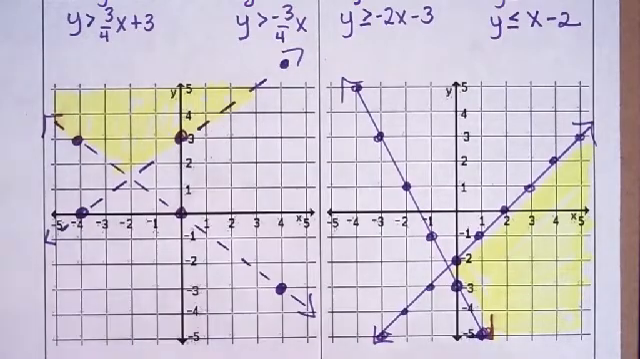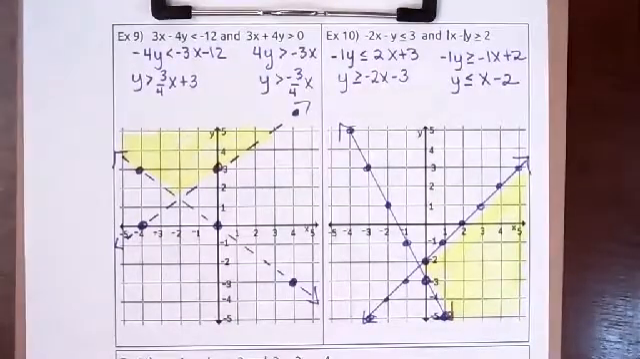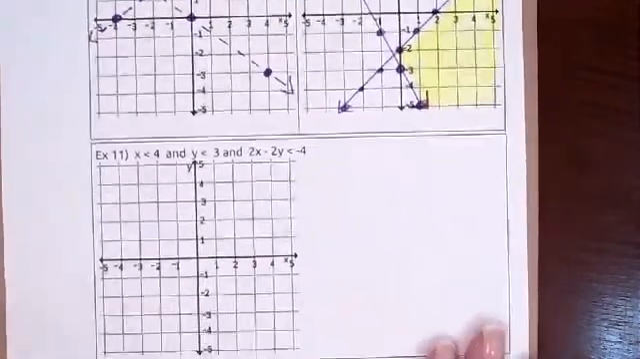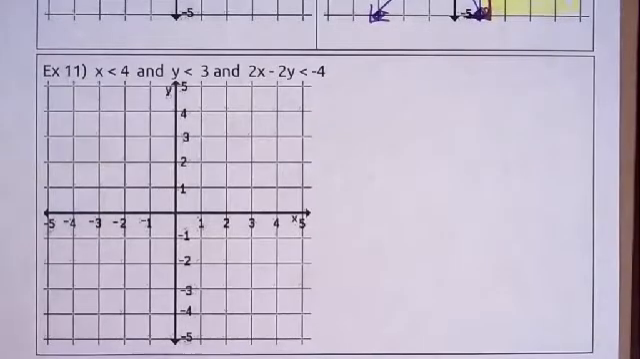Okay. Now, make sure you finish copying example 10. Okay, make sure you got number 10 and number 9 both copied, and we'll go to number 11. All right, number 11 is a fun one. It actually has 3 inequalities. Okay, because you can always do more than 2, so it's a little entertaining here.